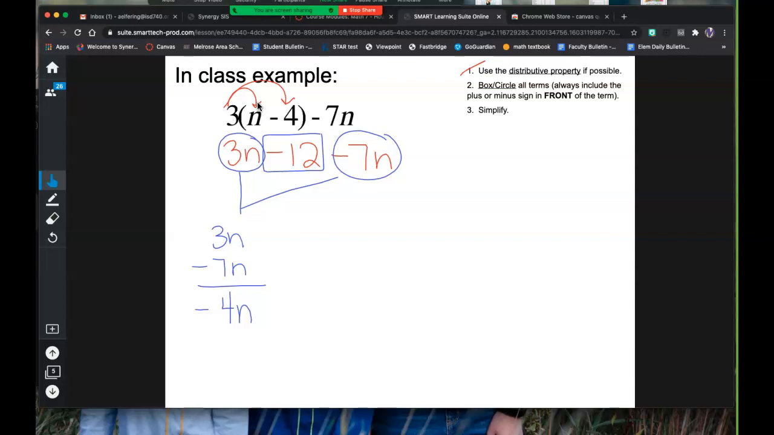Then there's only one box, so I don't really have to do anything with it. I just bring that down and put minus 12. What's the answer? That's our answer. Negative 4n minus 12.